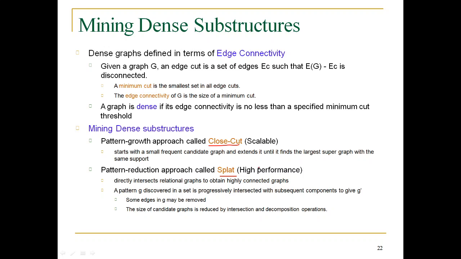So here we are taking the connectivity from the small frequent graphs to the large one, and in the splat what we are doing is directly intersecting the relational graph with the highly connected graph, and some edges are removed, and we are finding out the minimum degree or minimum average degree. So if the connectivity is removed and it is decomposed, then we say it is having high performance. This connectivity is more important.